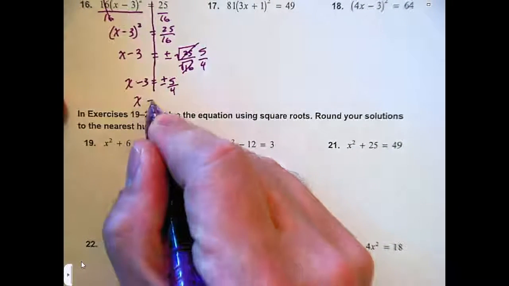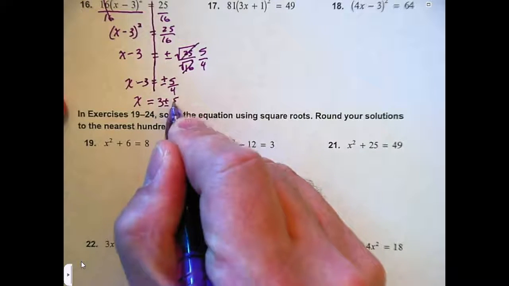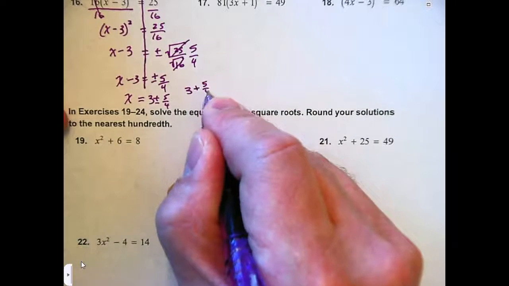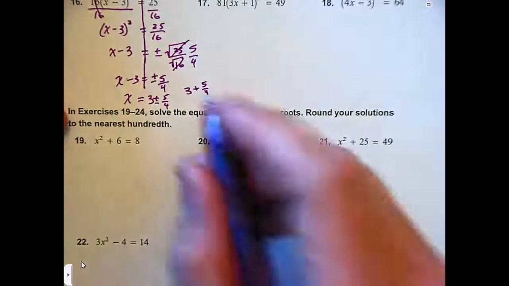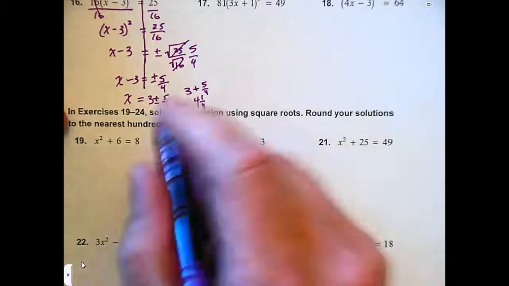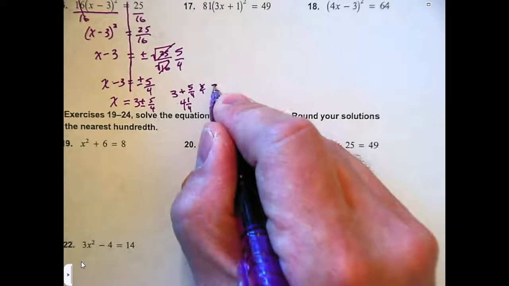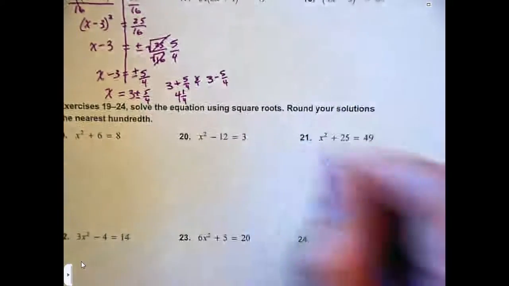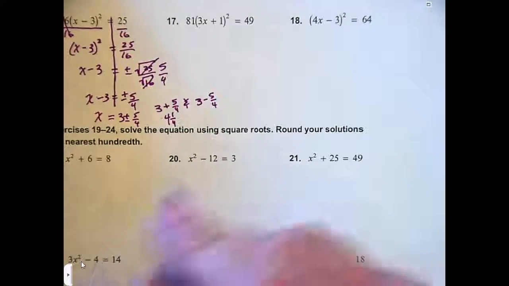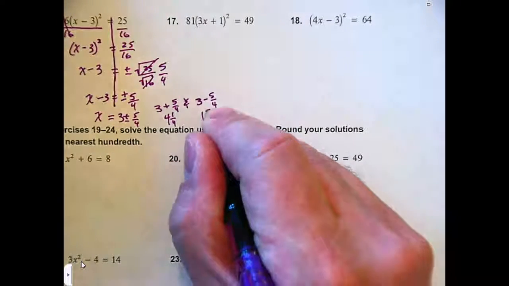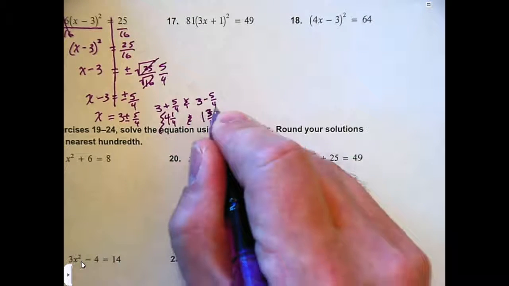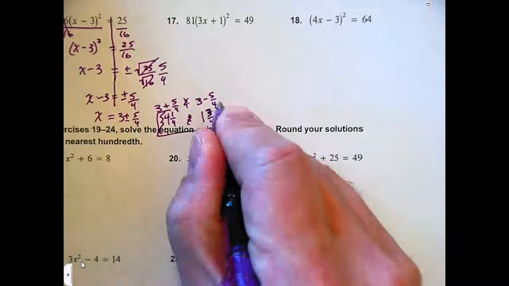Then we add 3. 3 plus minus 5 fourths. So 3 plus 5 fourths, well, that's 3 plus 1 and a quarter, or 4 and 1 fourth. And then we have 3 minus 5 fourths, or 3 minus 1 and a quarter, which is 3 minus 1 is 2, and then 2 minus a quarter is 1 and 3 fourths, or 1.75. So 1 and 1 fourth and 1 and 3 fourths.